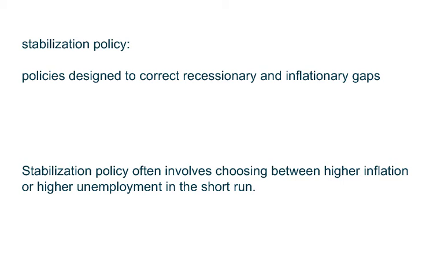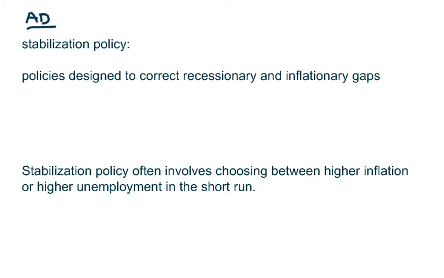Because really what you're trying to do with stabilization policy is change aggregate demand. And when you shift aggregate demand either left or right, you're either going to get higher unemployment or higher inflation. And that's a problem, right? Because you're using aggregate demand to fix one problem and simultaneously creating another. And so that's kind of the rub, is how do you decide between those? And so it does make that challenging.